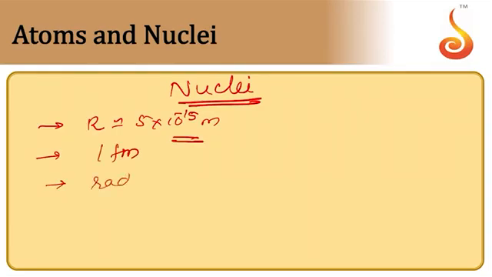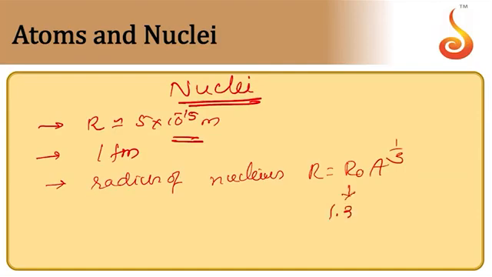Radius of nucleus in general is given by r is equal to r naught A to the power of 1 by 3. What is that r naught? R naught is 1.3 Fermi. And A refers to mass number.